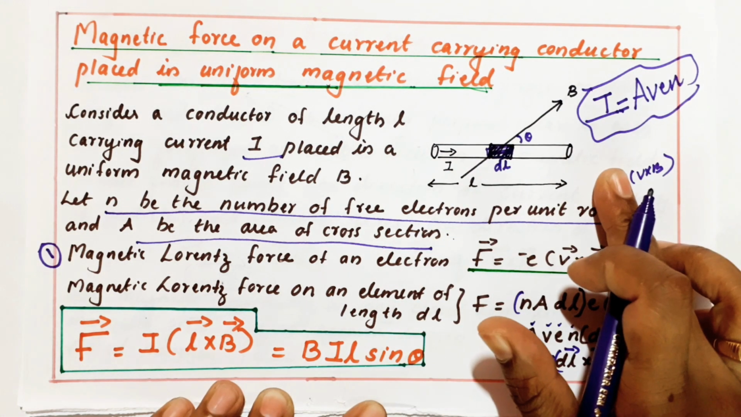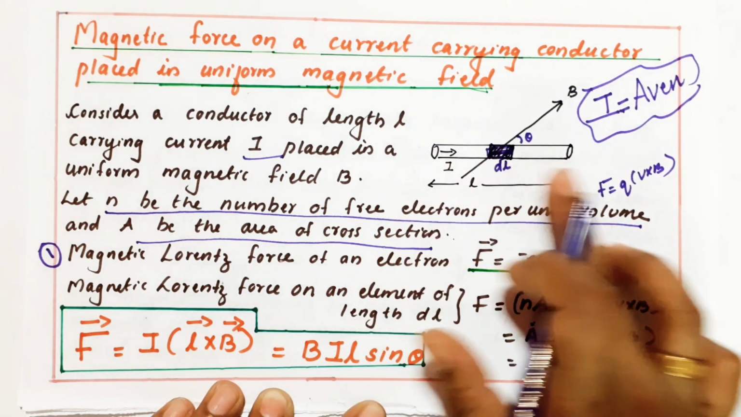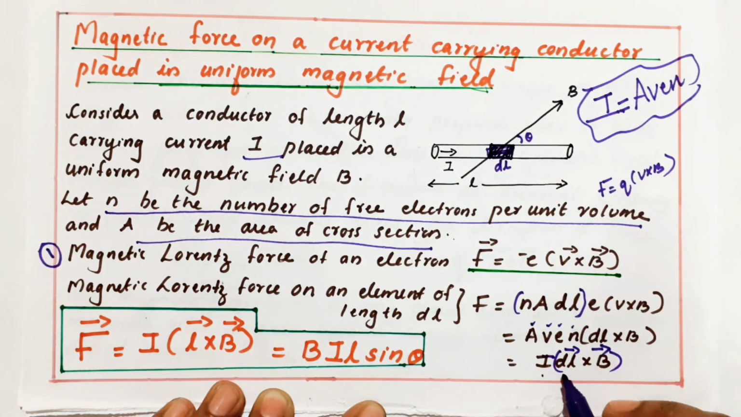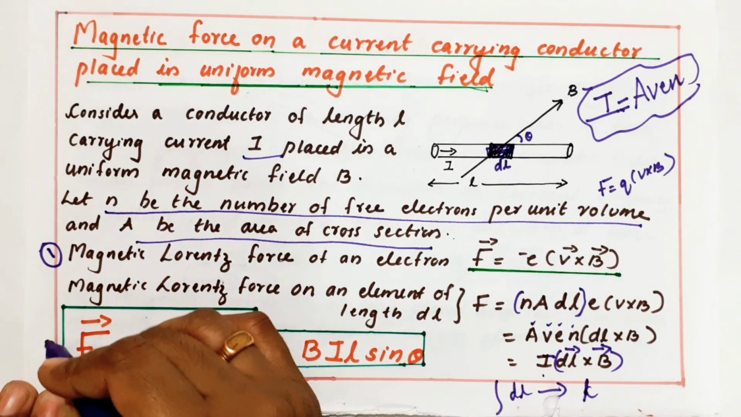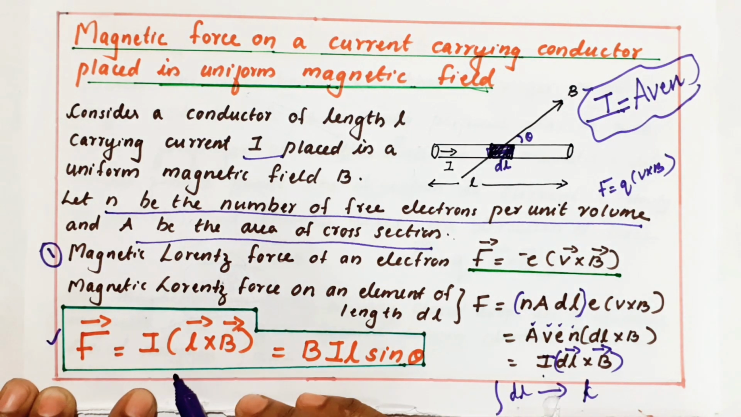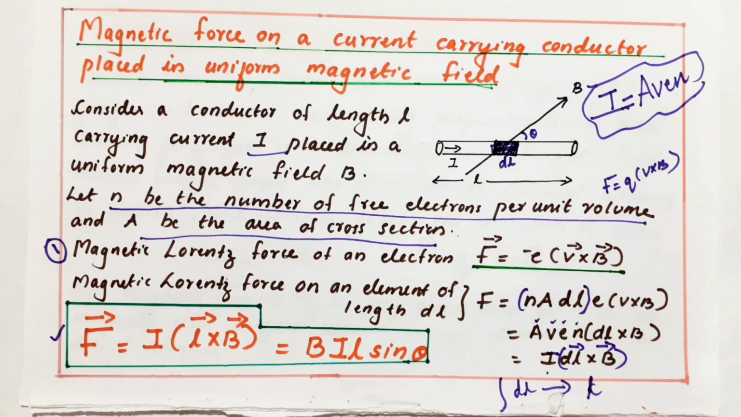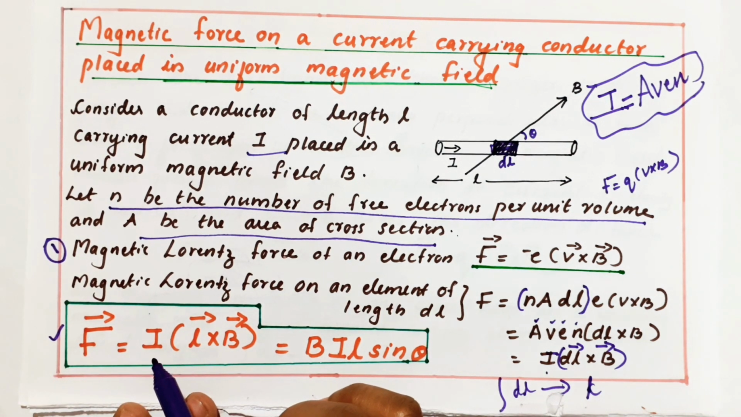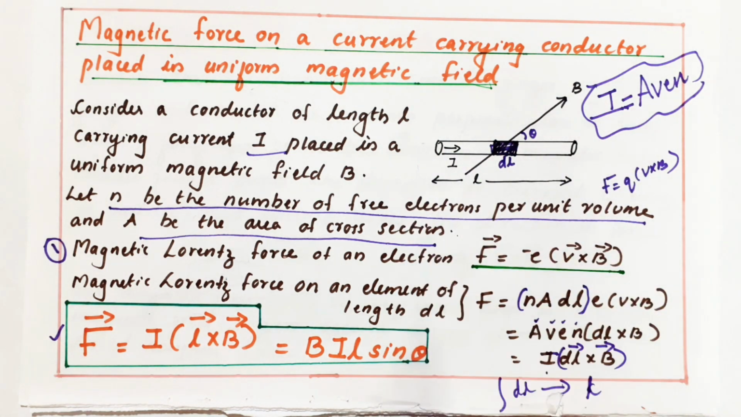If you need the total force, we need to integrate. Integrate means only one difference. This dl will change, for the total length, to the integral of dl, which is nothing but the total length. So your equation you can write as F equals I into L cross B, where L is the total length and B is the magnetic field. You know that I is not a vector quantity. That is the reason we write I into L cross B as the force experienced on this conductor.